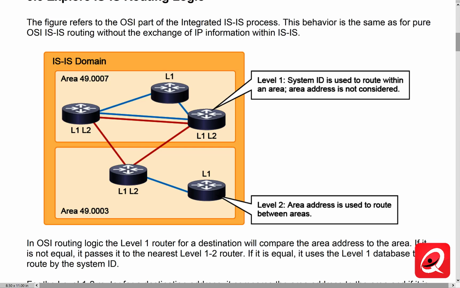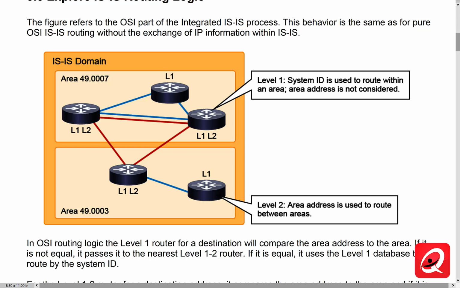Routing between the areas is based on the area address. Level 2 routers in different areas are going to use the area information to exchange area addresses. We're going to use the OSPF algorithm, or Dijkstra's algorithm, to compute the best path between the areas, and we'll choose that path to route between the areas based on the closest level 1-2 router.